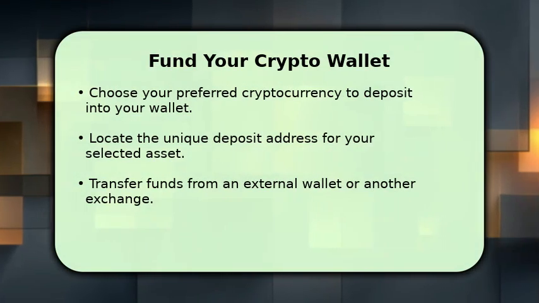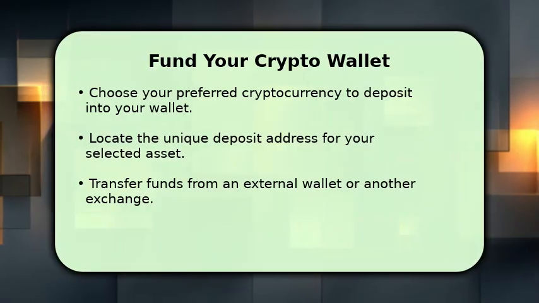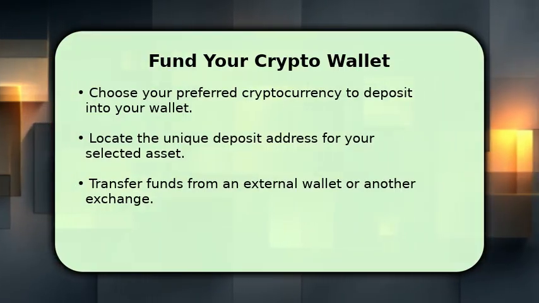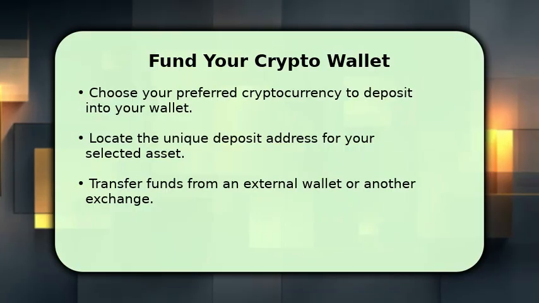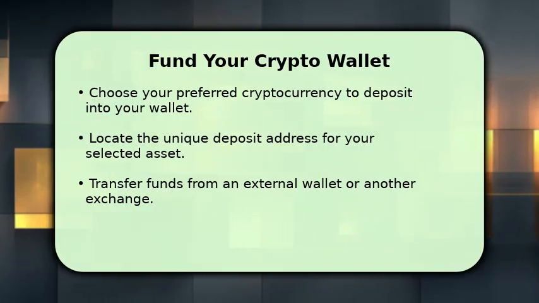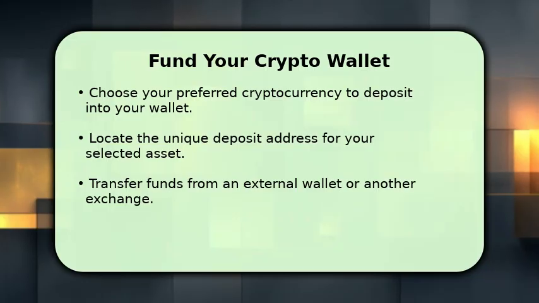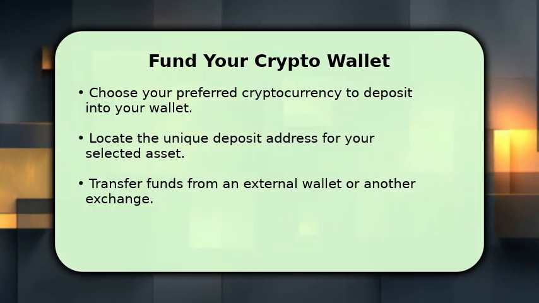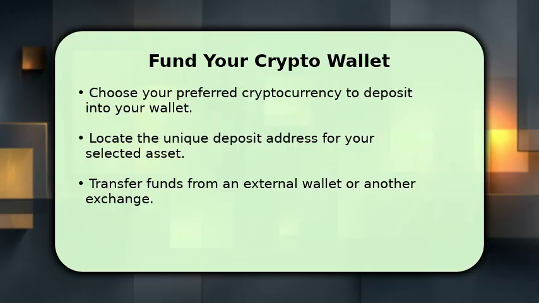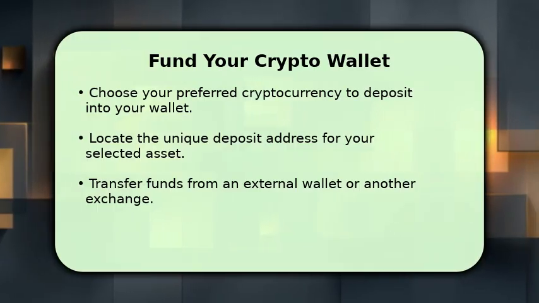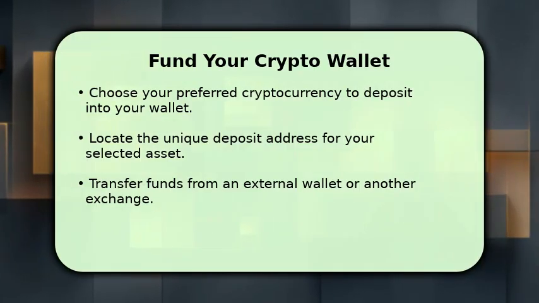Now that your wallet is secure, let's get some funds in there. First, decide which cryptocurrency you wish to deposit. Navigate to the deposit section and select your chosen asset, like Bitcoin or Ethereum. Binance will then provide a unique deposit address for that specific coin.